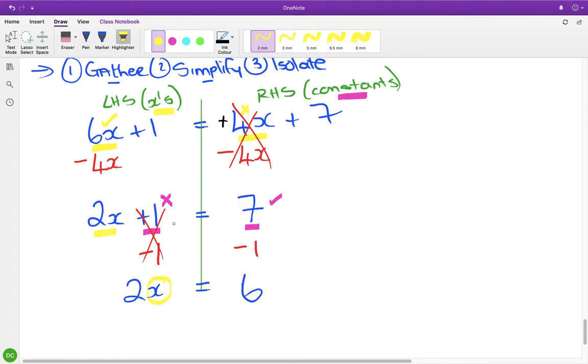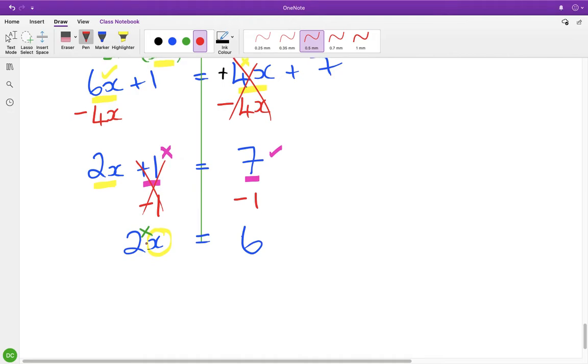Here is my x, which I want to isolate, and at the moment it is being multiplied by 2. So to get rid of that 2, I performed the inverse operation, which is to divide by 2. That will take that out. But if I have to divide by 2 here, I must balance that by performing the same operation on the other side, dividing by 2. So now my x is isolated, which was the goal of all this. 6 divided by 2 is 3.